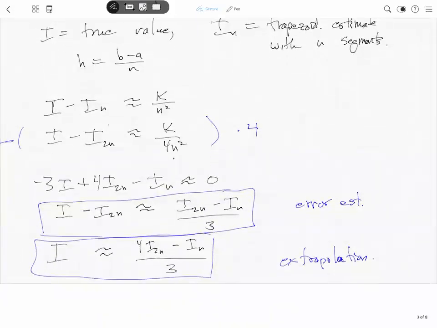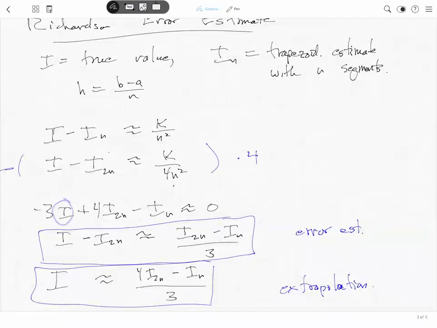Right? Another useful thing to do is just solve for I. I mean, that's ultimately what we want to estimate. So why don't we take this equation and solve for I in terms of I sub 2n and I sub n. And if you do that, you get I is approximately equal to (4 I sub 2n minus I sub n) divided by 3. This is called Richardson's extrapolation because we're extrapolating from the two estimates we just got, I sub n and I sub 2n. We're trying to guess what would happen if we continued estimating with bigger and bigger values of n, and we can actually make a good guess for what the ultimate answer would be just based on those two estimates.